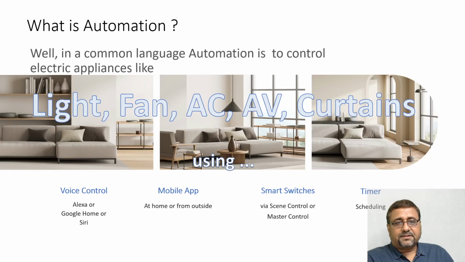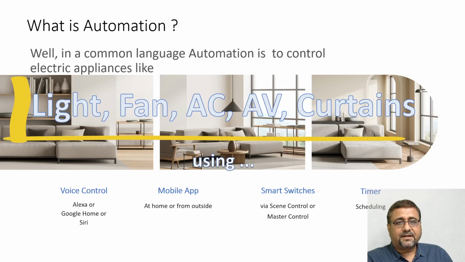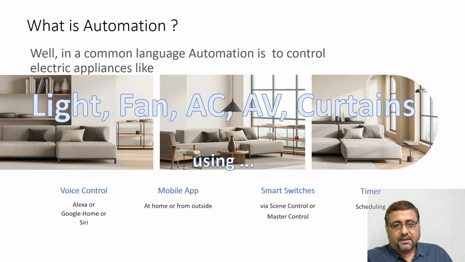In layman's language, automation is something that will control your electrical appliances like light, fan, AC, AV, curtains. And how do you use it? Maybe through voice control with Alexa, Google Home or Siri. You may also use a mobile phone, right from your home or from outside, away from your house.